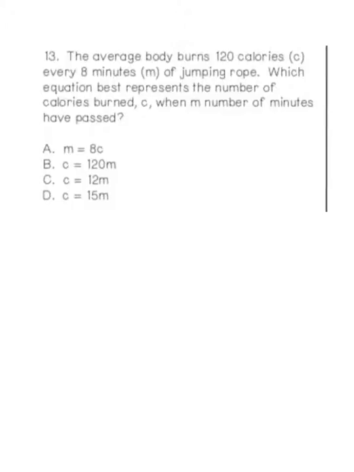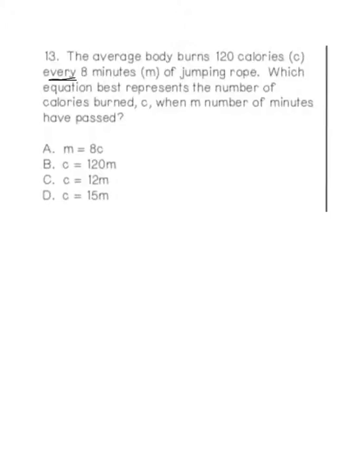All right, guys, our next problem, which is going to be our last one in this review while you complete it for homework, is the average body burns 120 calories every 8 minutes. I know that because it says the word every, I'm already talking about a rate. Let me go back and reread this again because I got a little confused. The average body burns 120 calories every 8 minutes of jumping rope.